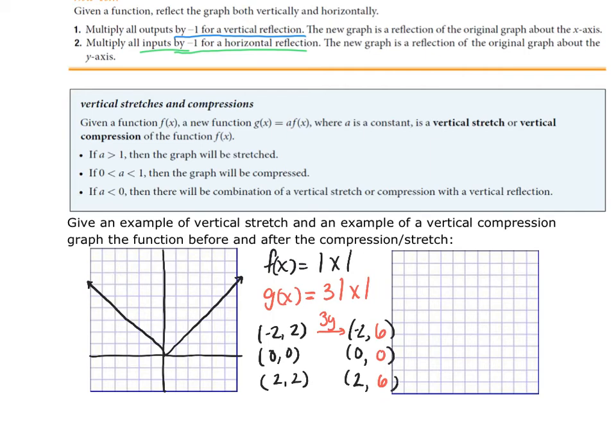So that means 0, 0 stays the same. But 2 goes to 6, 2, 4, 6. And -2 goes to 6. And so it's going to look like this.